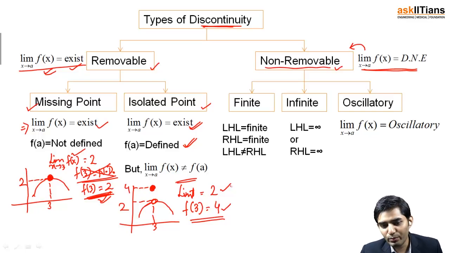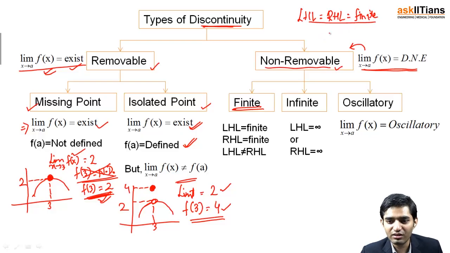Now let us come to this part where, in non-removable, we have three types of discontinuities: finite, infinite, and oscillatory. For all these three, the limit will not exist. Now what can be the reasons for the limit to not exist? The limit will exist if LHL is equal to RHL is equal to finite. If this condition is not satisfied, then the limit will not exist.